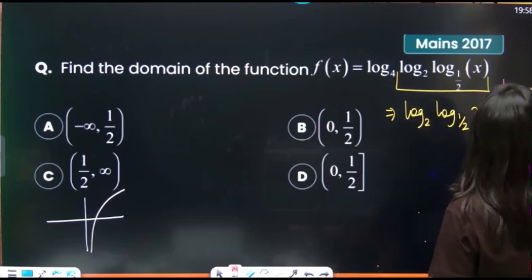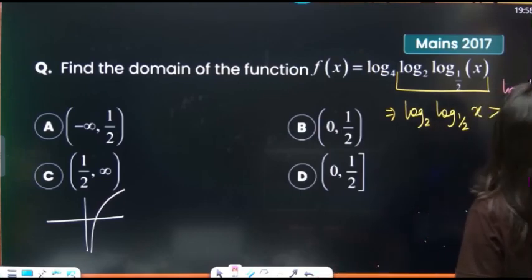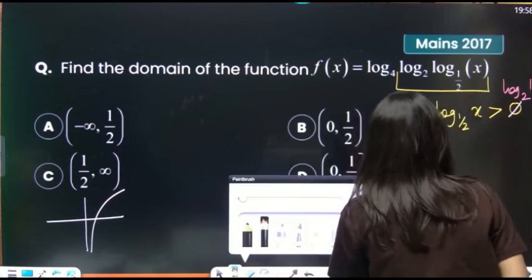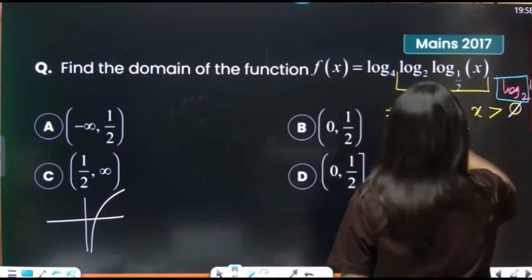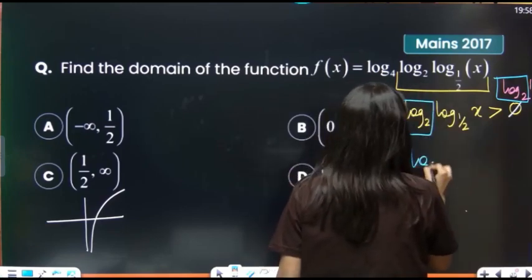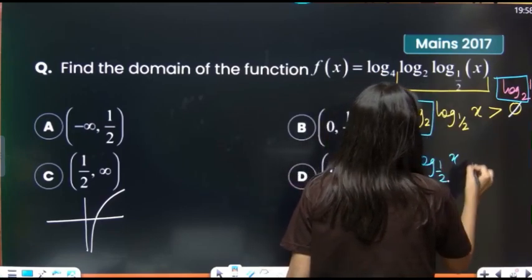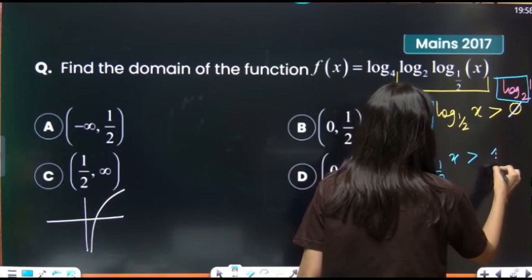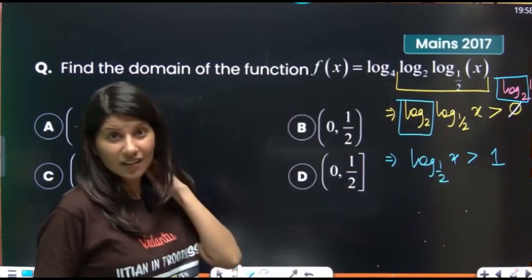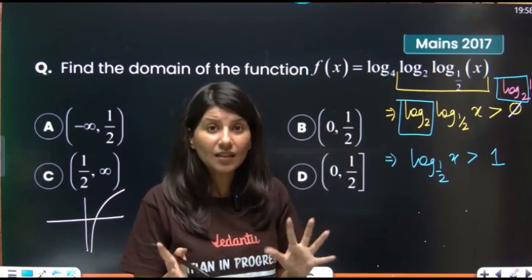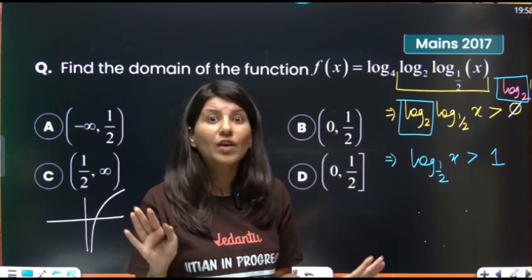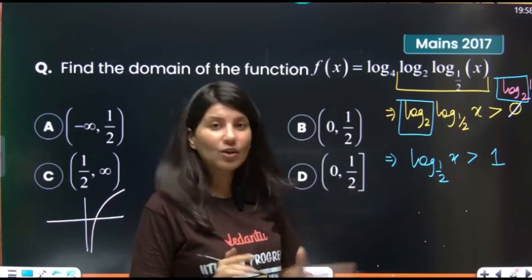Let me write either log of 1 to the base 2. Now can you see that this is also log? So you can remove log of x to the base half greater than 1. Why did we do that? Log base 2, because base 2 is greater than 1. Now if the base is greater than 1, then we don't need to worry about anything. Your sign will not get changed.